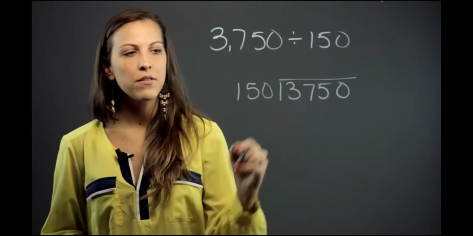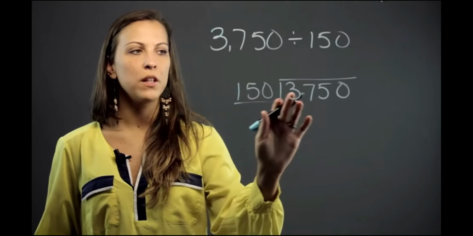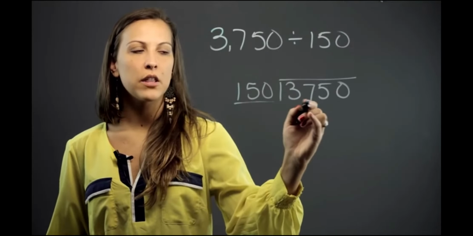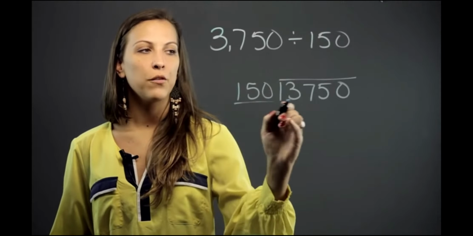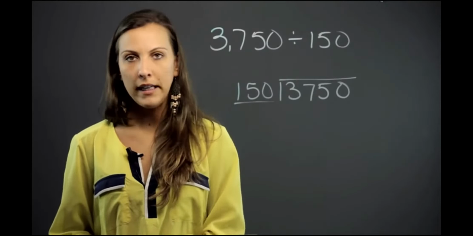Like any other long division, you take the number on the outside and you ask yourself, can it go into the first digit? Can 150 go into 3? It can't, so we move on to the next number. Can 150 go into 37? No. Can 150 go into 375? It can, but now you have to decide how many times.